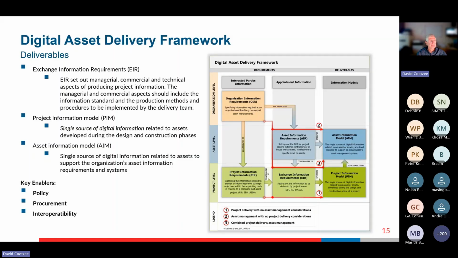so that you can consistently manage your portfolio across all its different aspects. The project information model is a single source of digital information related to assets developing during the design and construction phase, and your asset information model is related to assets to support the organization's asset information requirements and system.